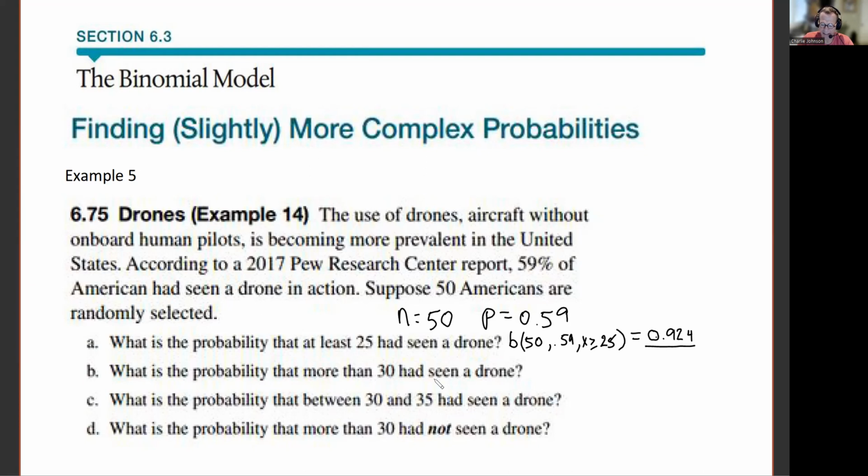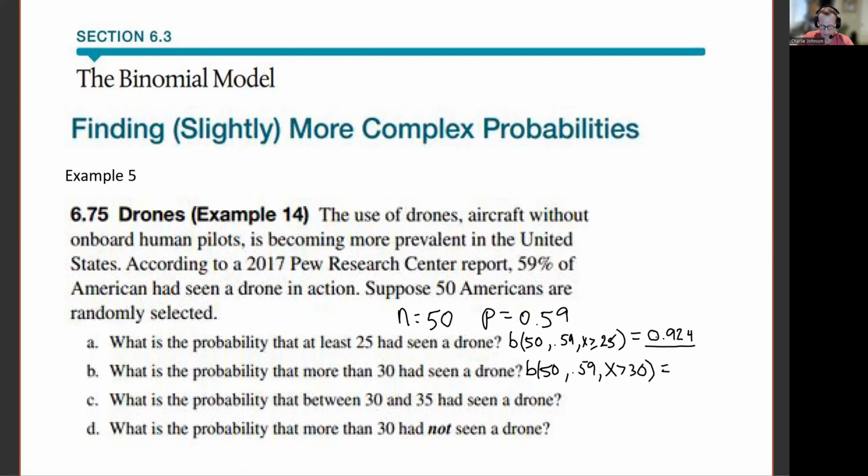Part B changes it and says, what is the probability that more than 30 had seen a drone? So we're still dealing with 50 trials, success probability of 0.59, but in this case, it's more than 30. So its x is greater than 30. Or you could have used x is greater than or equal to 31. So we want to count all the probabilities that are greater than 30. So 31, 32, 33, 34, and so on.